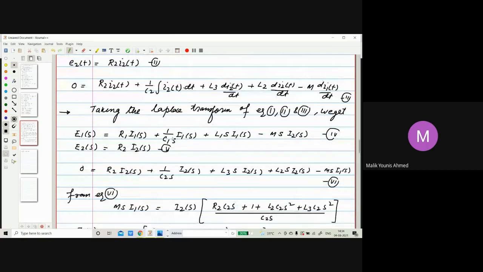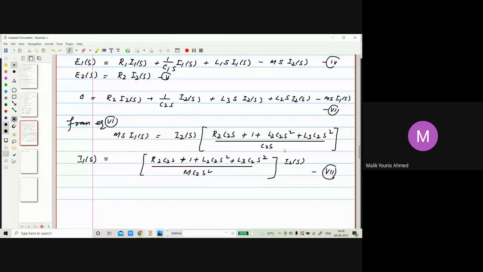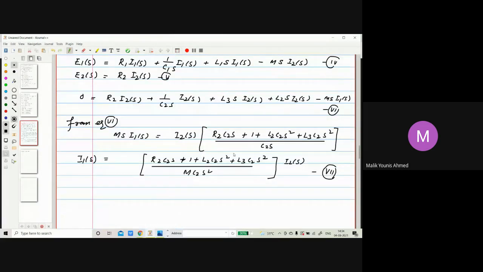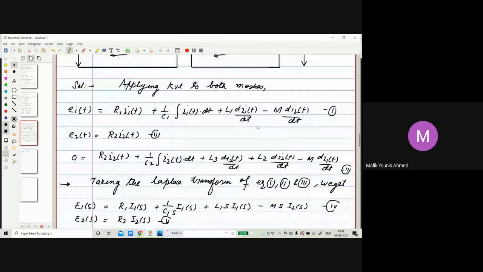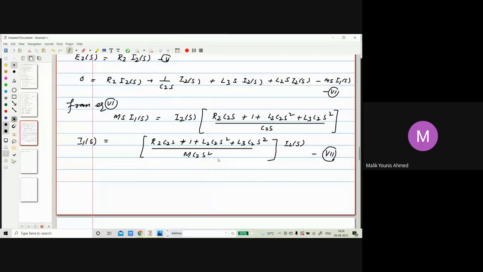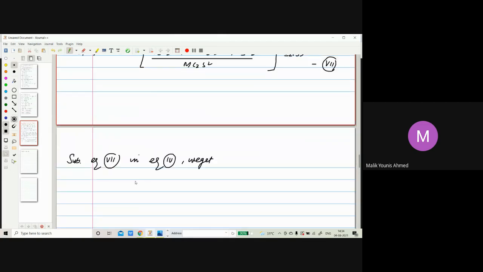Laplace transform equation number 4. See, here everything is in terms of I1 and I2. So one of them I will try to avoid. That means I will get everything in terms of I2. I'll substitute the value of I1 here. You can see here, I can take I1 common here. Then this I1 will be in terms of I2. So everything will be in terms of I2. So let's substitute equation 7th in 4th.